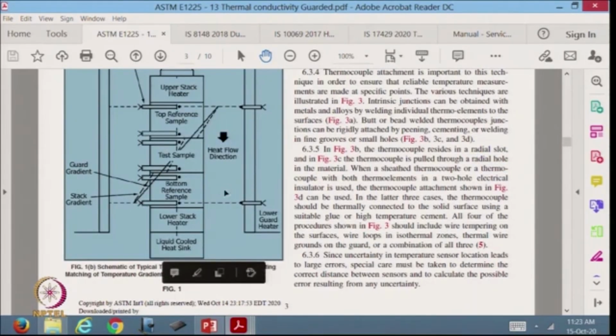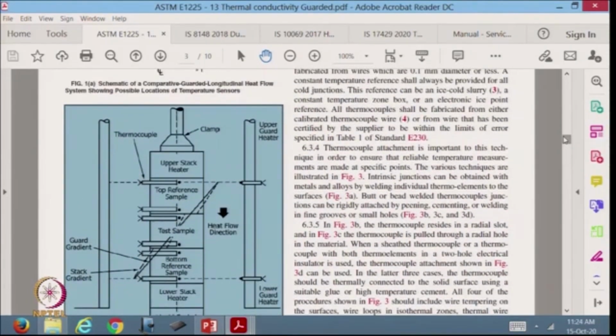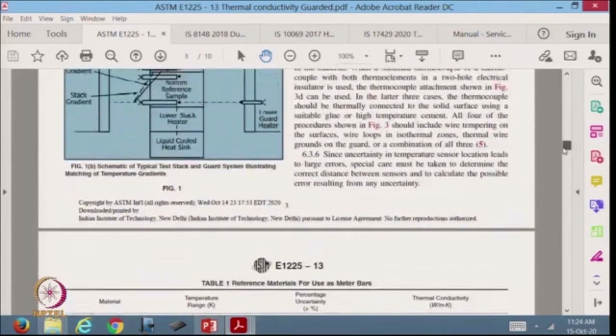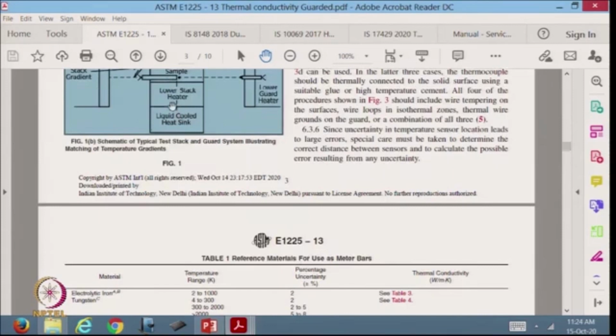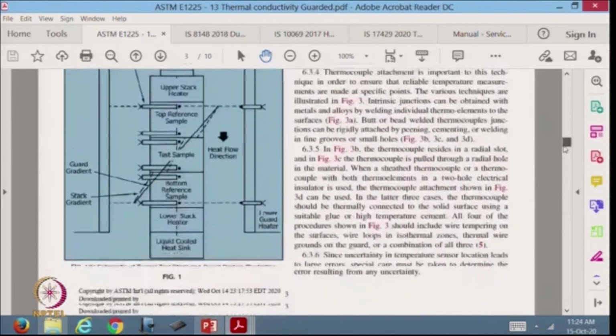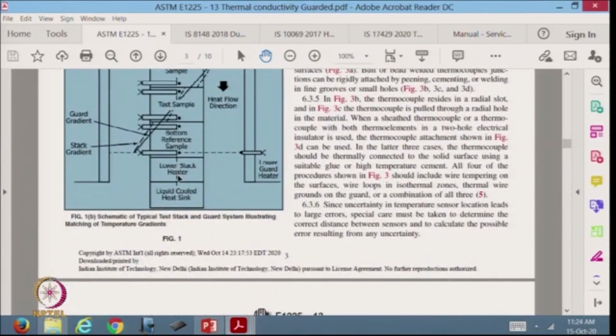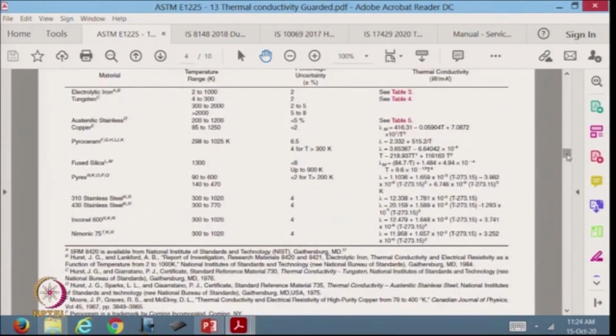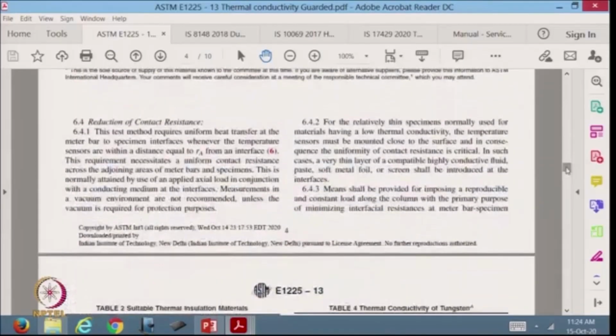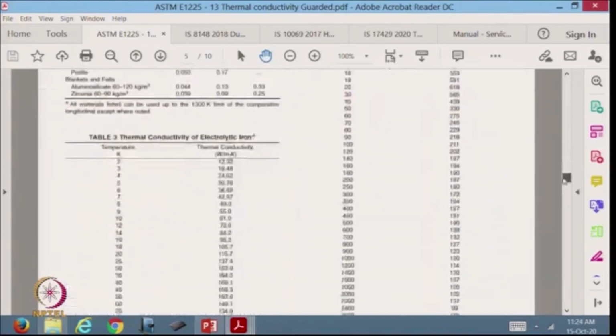And it is also telling you what the heat flow direction is, where the heater is, here it is, the upper stack heater, and at the lower end there is a lower stack heater or a liquid cooled sink. And so, we establish in this case a one dimensional heat transfer from the top to the bottom that tells us the heat transfer rate, and from then we have the geometrical parameters from which we calculate the thermal conductivity.